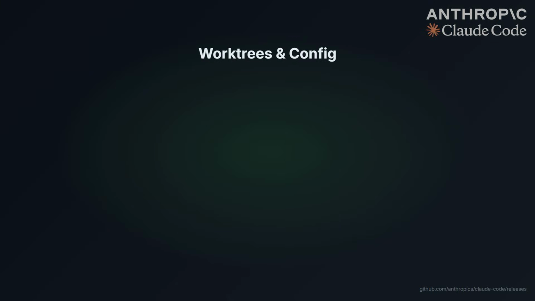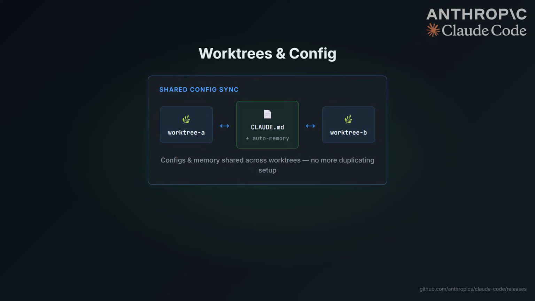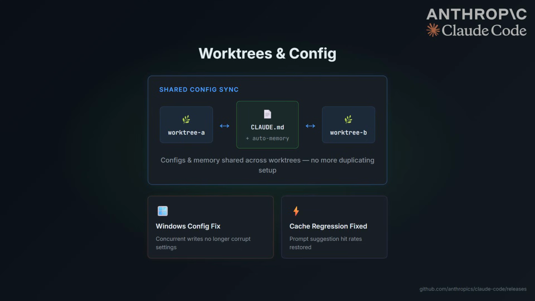Worktrees and config. Project configs and auto memory now sync across Git worktrees of the same repository. No more duplicating setup. On Windows, concurrent writes no longer corrupt the config file. And a prompt suggestion cache regression that reduced hit rates is now fixed.